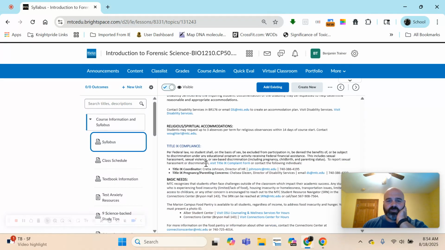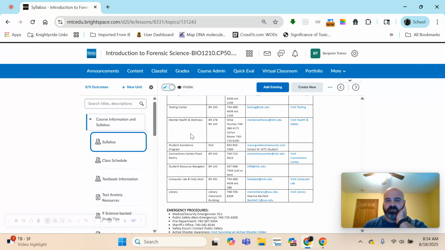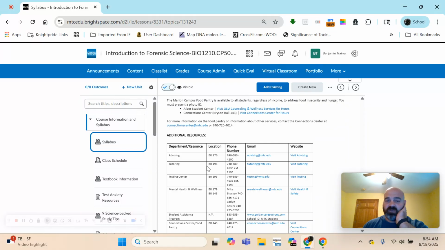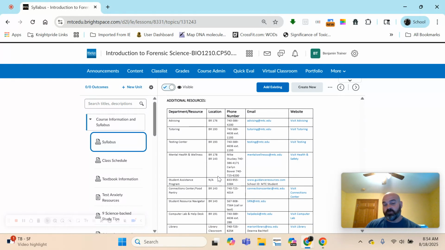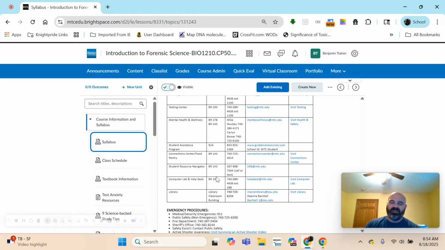What else do we need to talk about? Some different links that you might be interested in. The tutoring part, in particular, tutoring and testing. Those are both things that are really helpful to students sometimes. Again, if you need help with something, please, whether you want to go through a tutor because you don't like me or you're afraid that I'm going to think poorly of you, that is not the case. I promise. We all have things that we struggle with.